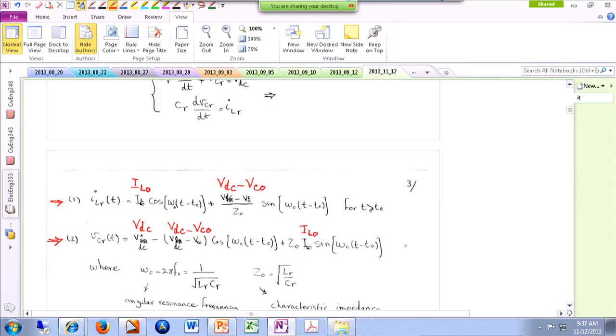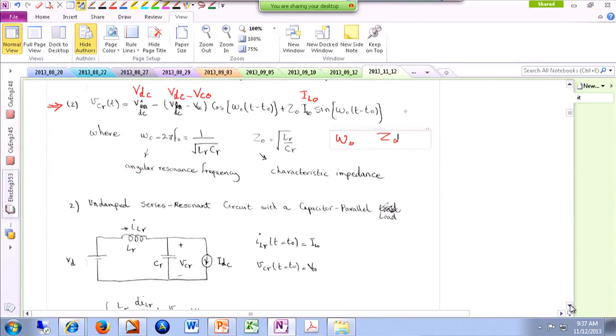So if you look at this, on average, the inductor current waveform is zero. On average, the voltage of the cap is VDC. And that makes sense. This is in agreement with everything that we have covered so far in this class. There are two new parameters appearing here. One of them is omega naught, which is the resonance frequency between this LR and CR, which is 1 over the square root of LR times CR. And the other parameter is Z0, which is called the characteristic impedance, which is the square root of LR over CR. Now, why did they call this omega naught and Z0? Why did they not call it omega R and ZR? I just don't know. Anyway, so these are the two new parameters.